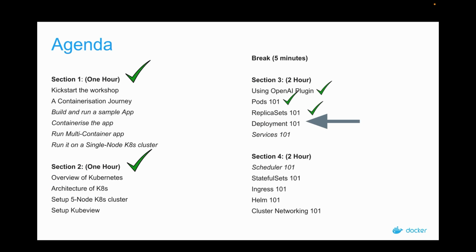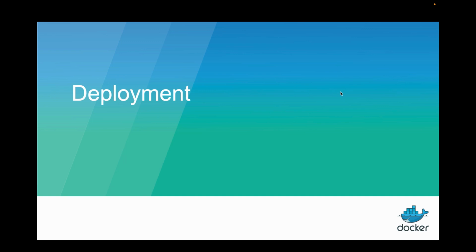Next, we are going to look into deployment 101. So till now, we have learned how to containerize an application. We learned how to deploy to the Kubernetes cluster, which is basically a single node cluster. And in section 3, we have covered how to use the OpenAI plugin to deploy a pod, ReplicaSet, and now deployment.